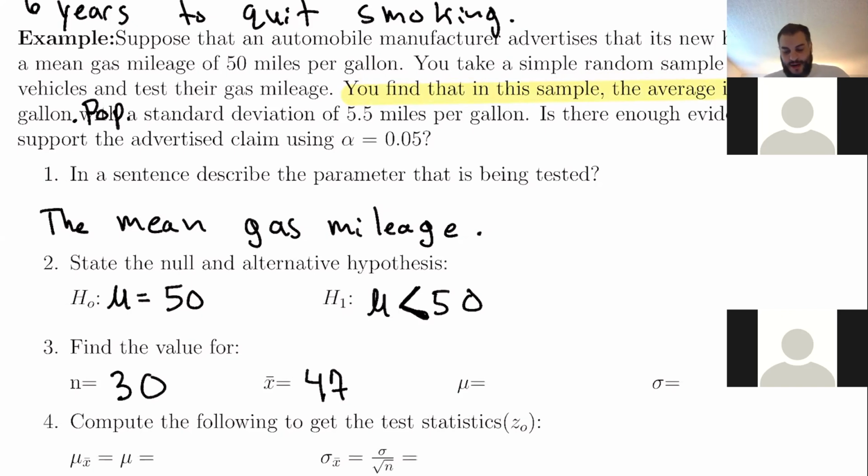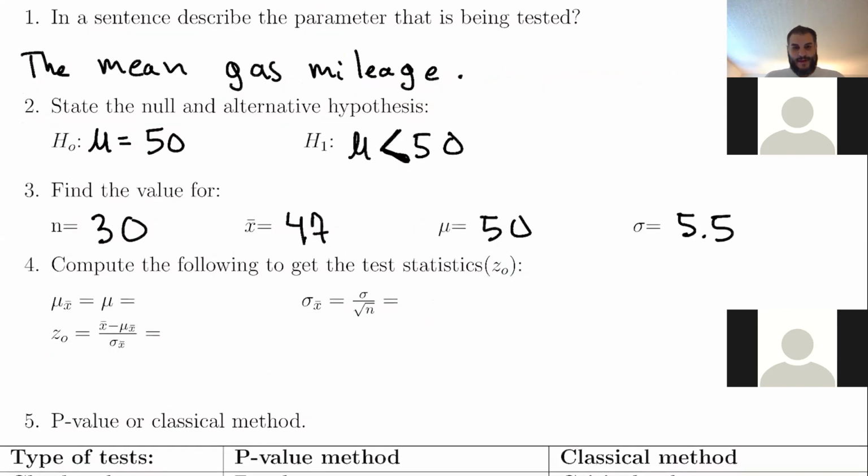Mu, we already stated, is 50. And we have sigma, where I tell you that this is a population standard deviation, so it should be 5.5. All right. Any questions so far? All right, let's go ahead and do part 4.